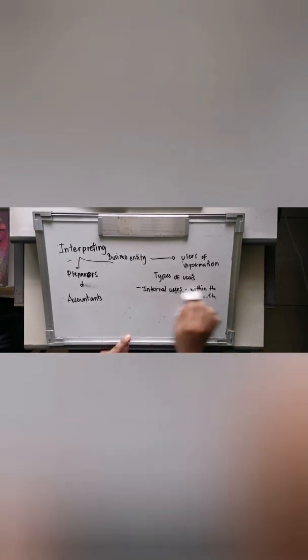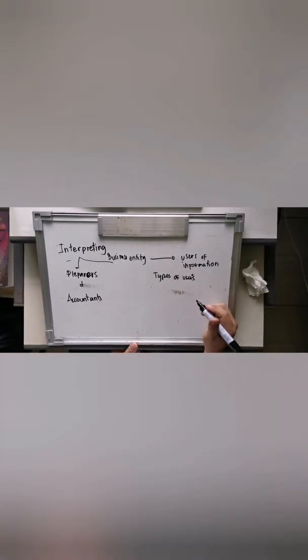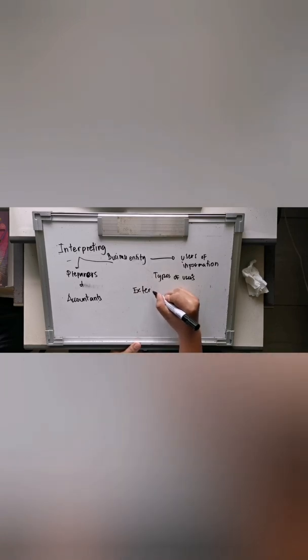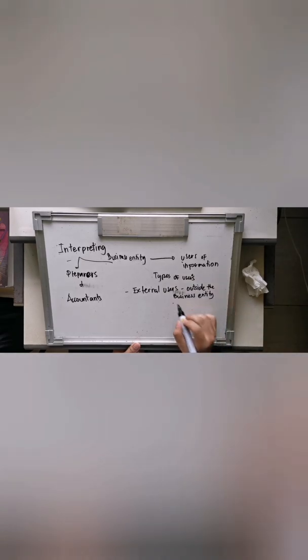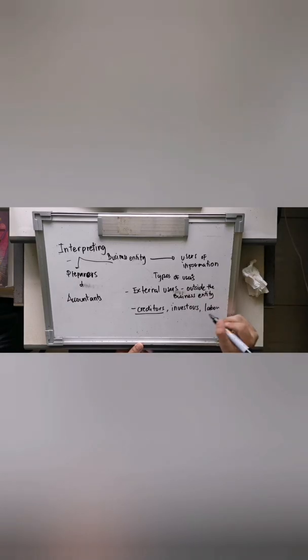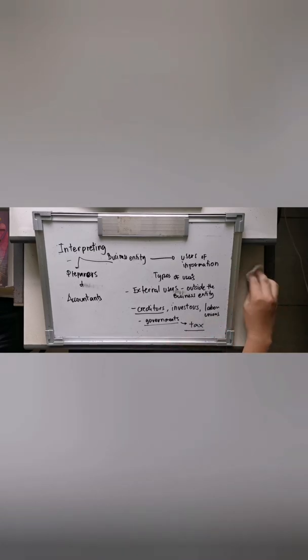Next, isa pa sa type ng users of accounting information ay yung tinatawag natin na external users. Sino nga ba itong mga external users? Ito ay users outside the business entity. Examples of which are creditors. Creditors ay yan yung mga tagapagpautang, investors, labor unions, and government. Government ay interested sa financial information ng isang business because of tax.